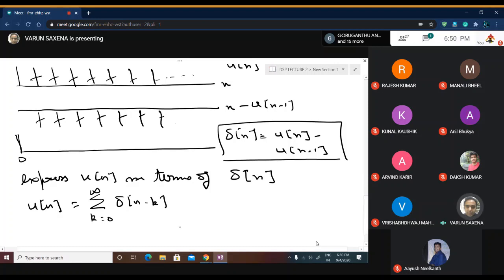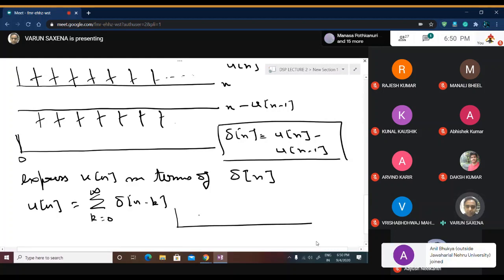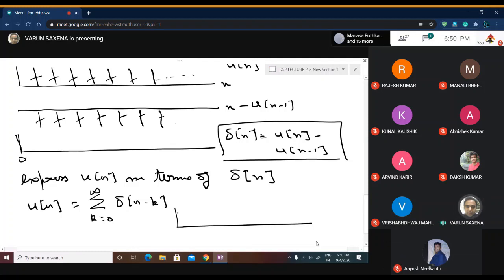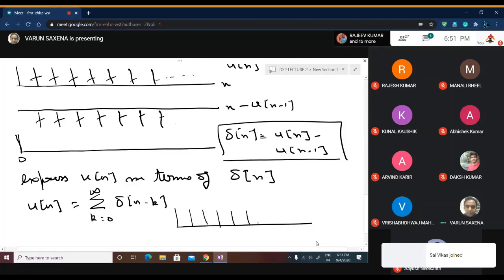So basically this looks like this. I think I just have to correct something that I did earlier, a few steps back. So this is your delta n, this is your delta n minus 1, this is your delta n minus 2, this is your delta n minus 3, this is your delta n minus 4, delta n minus 5, and so on. So once you add them, this is what you get.